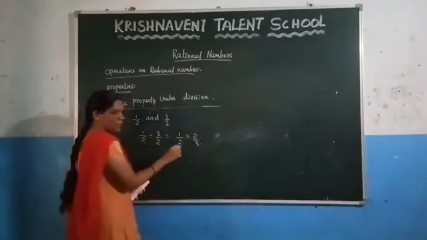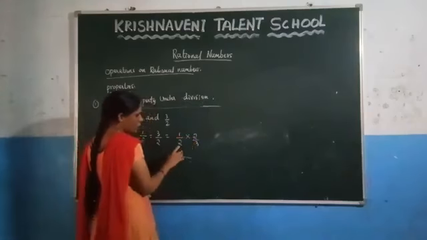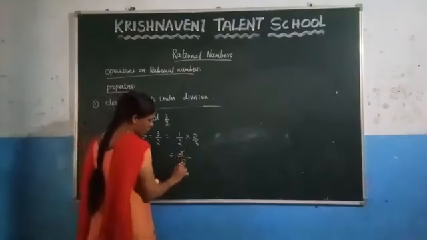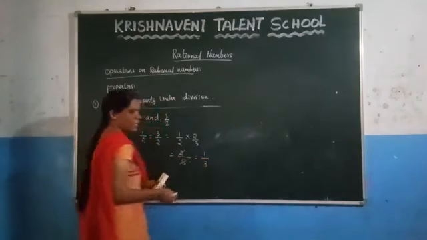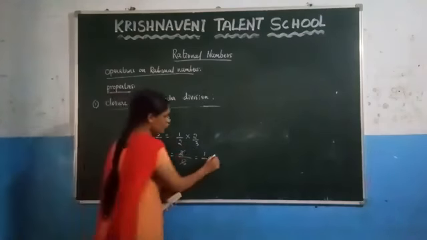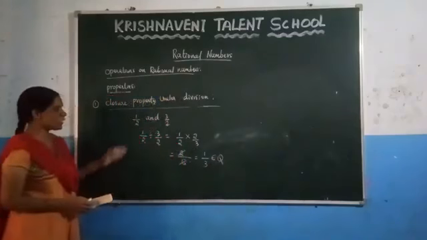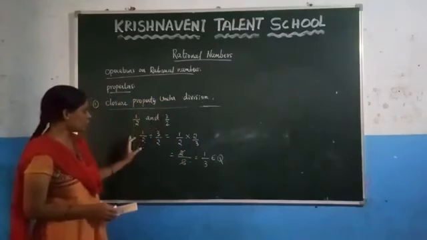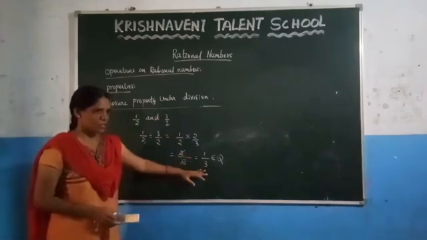Now you can multiply the numerators. What is the value of 1 into 2? 2. And what is the value of 2 into 3? Which is 6. So after cancellation, you get 1 by 3, and you can observe that 1 by 3 is a rational number. So from this we can conclude that if you consider any two rational numbers and divide them, you are getting a result that is also a rational number.